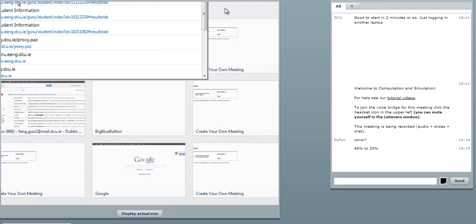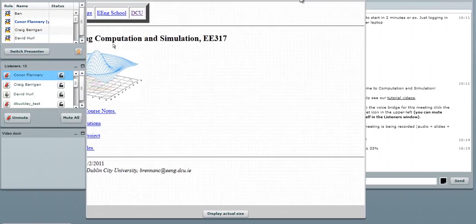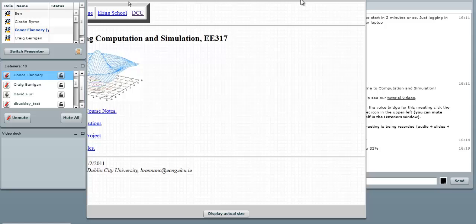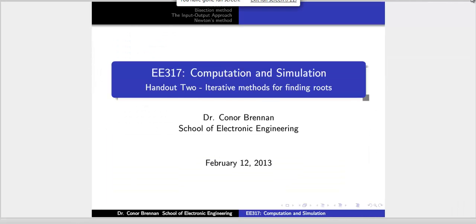What I want to do is just go to the website, this course, and have a quick look and see where we are in that, see what's available for download, make sure everyone's aware of it. So here's the website. Okay, so hopefully everybody has found the website at this stage. The website has various bits and pieces on it.